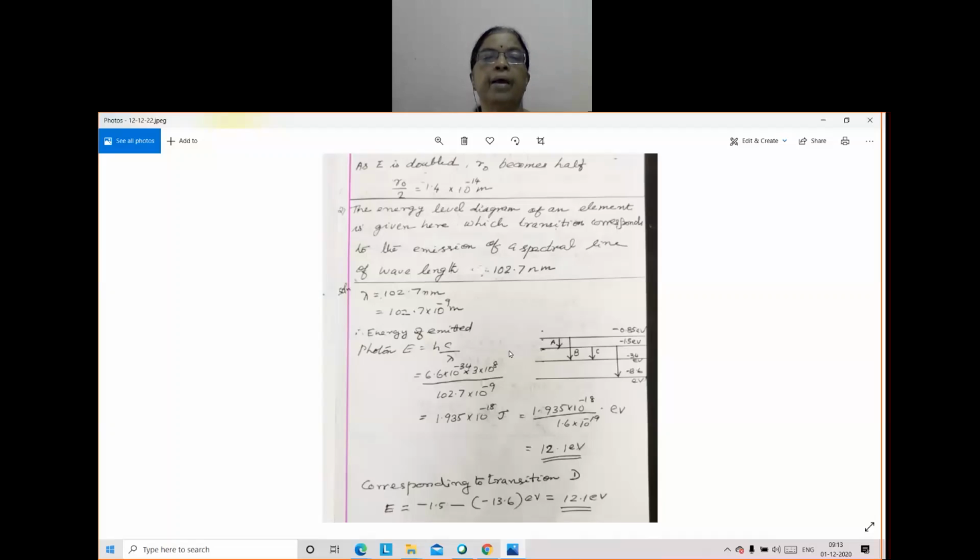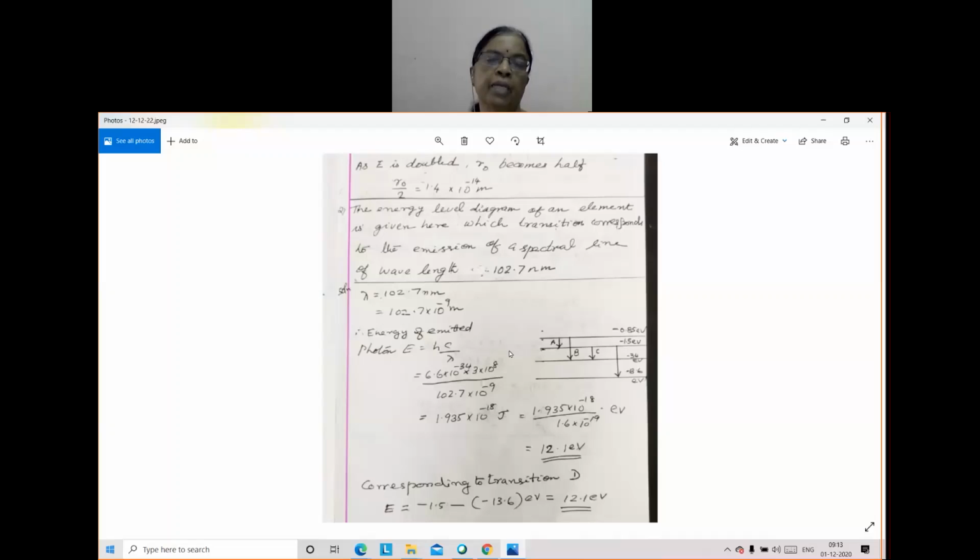And what is given in the question? The wavelength of the line emitted is 102.7 nanometer. When a transition takes place, radiations are emitted. These radiations have a wavelength, and the emitted wavelength of the radiation is given as 102.7. So corresponding to that wavelength, what is the energy that you have to find out? So let us find the energy corresponding to that wavelength.